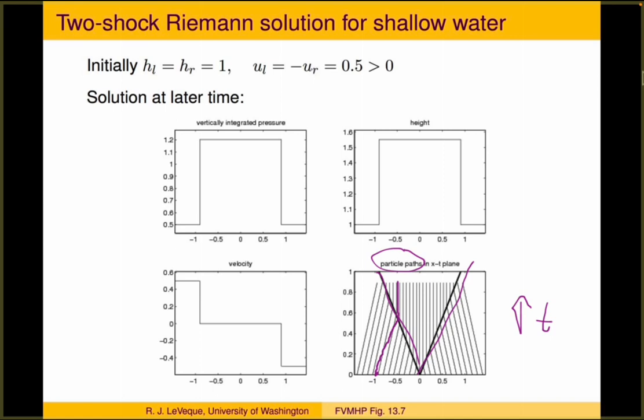Similarly, a particle that starts to the right is moving to the left until the shock wave passes by, and then it has stopped and has velocity 0. So you have particle paths that look like this, with this 0 velocity in between the two shock waves and a higher depth in between the two shock waves. This is actually the height over here on the right, I guess, but we can also look at the vertically integrated pressure, the hydrostatic pressure, and that also is higher in the middle, in between the shock waves, than on either side.